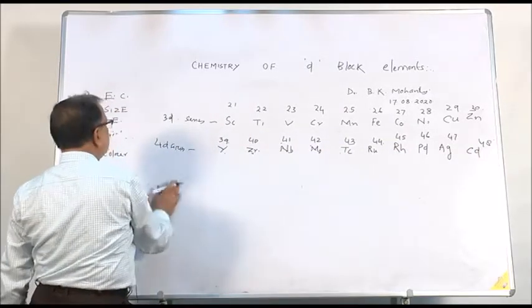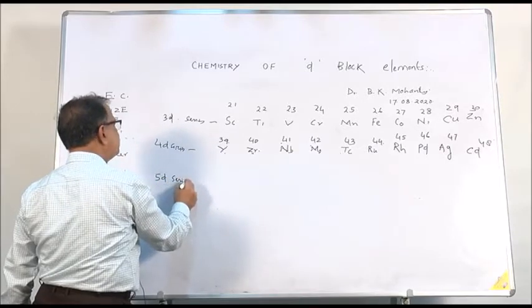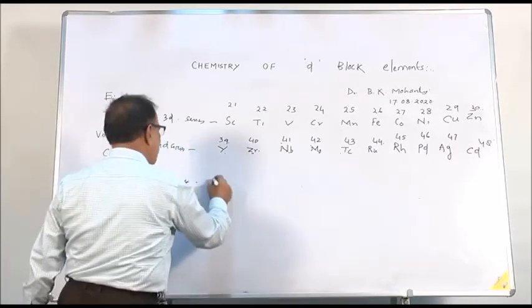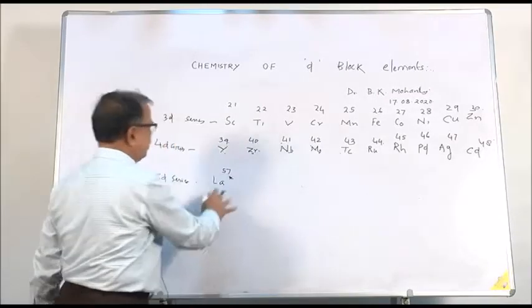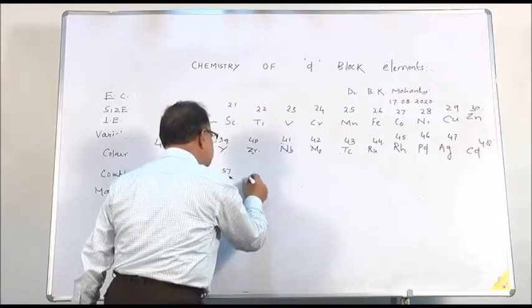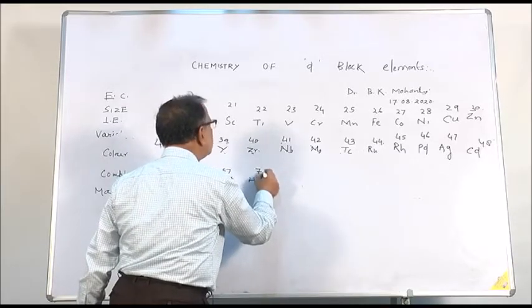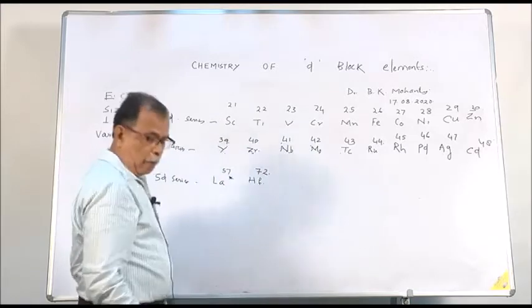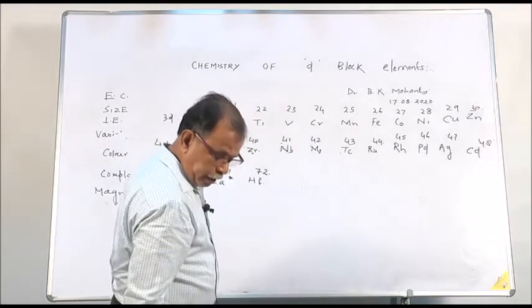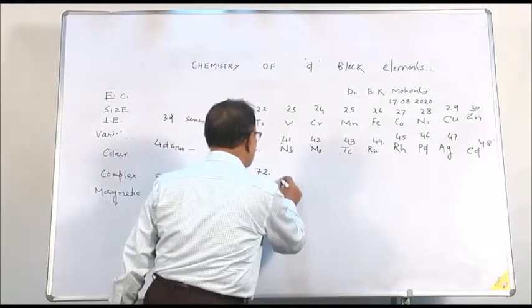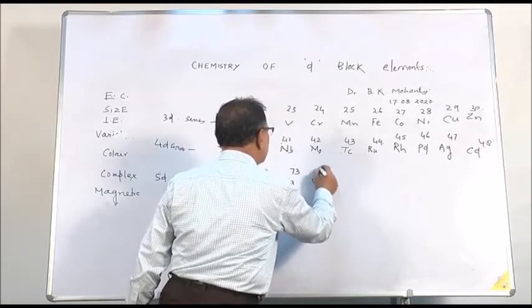Then go to the 5d series. Lanthanum, 57. I am giving a star here. Hafnium, 72. Then tantalum, Ta, 73. Tungsten, 74.